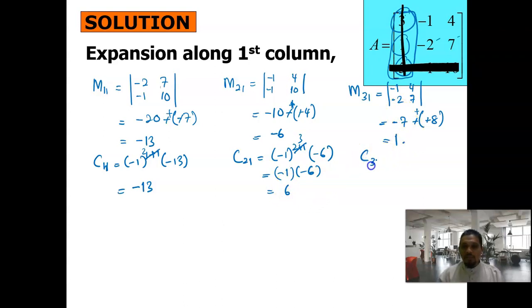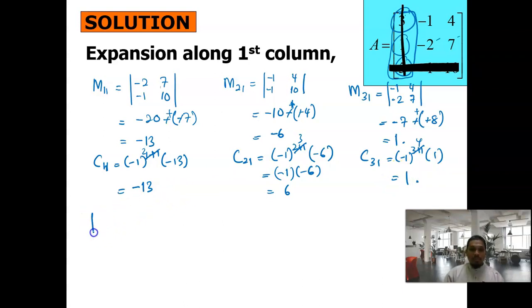And cofactor of 3, 1 equal to negative 1 to the power of 3 plus 1, and the minor equal to 1 here. 3 plus 1 equal to 4. Negative 1 to the power of 4 equal to positive 1. So 1 multiplied with 1 equal to 1.